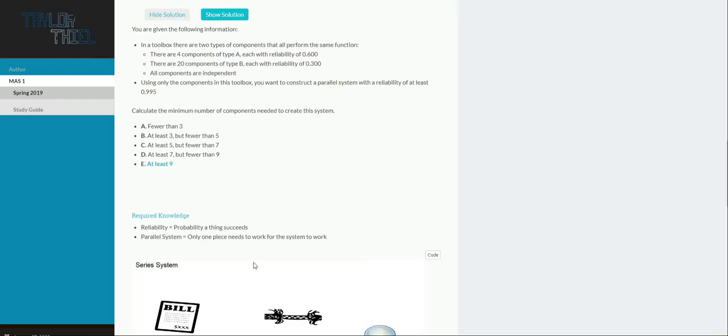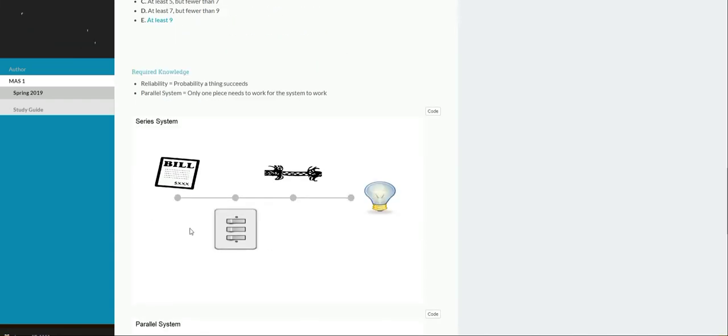For this problem, you need to know 2 things. First off, what reliability means. That's just saying what's the probability of success, whether it be for a part or for the system as a whole. It's just the probability of something working. And second, you need to know what is meant by a parallel system. So I have 2 examples here. There are series systems and there's parallel systems.